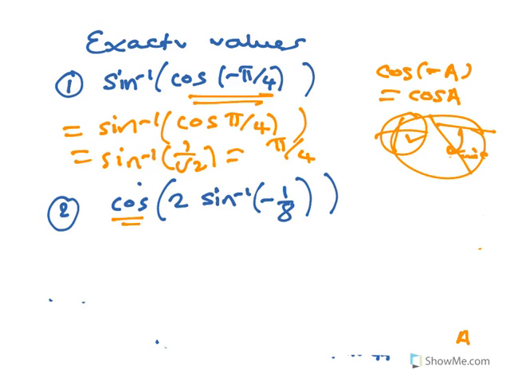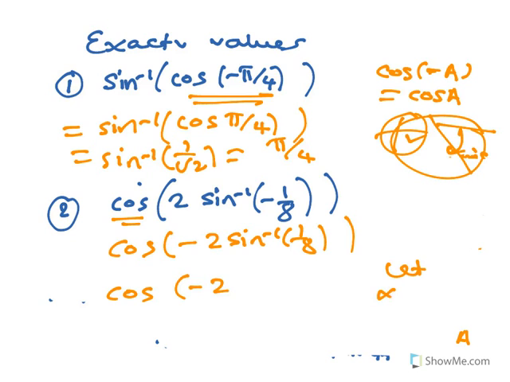Next, cos of 2 sine the minus 1 of minus 1 on 8. So that's cos of minus 2 sine the minus 1 of 1 on 8. Now let alpha equal sine the minus 1 of 1 on 8. That removes the negative sign so you don't have to worry about quadrants. So that's cos of minus 2 alpha, where sine of alpha is 1 on 8.